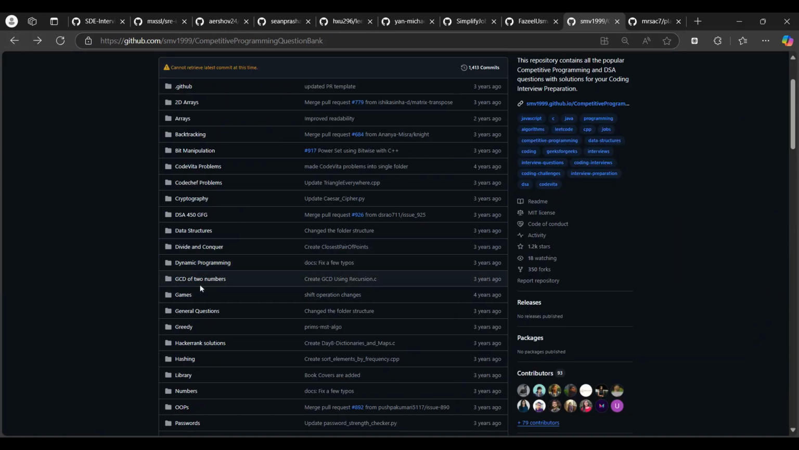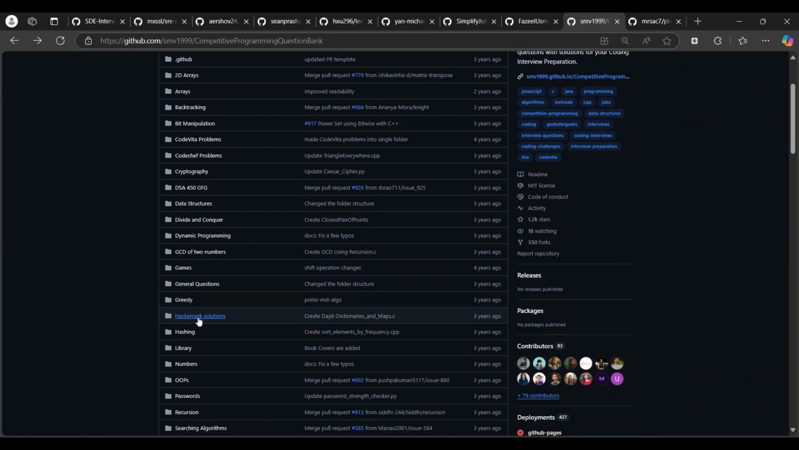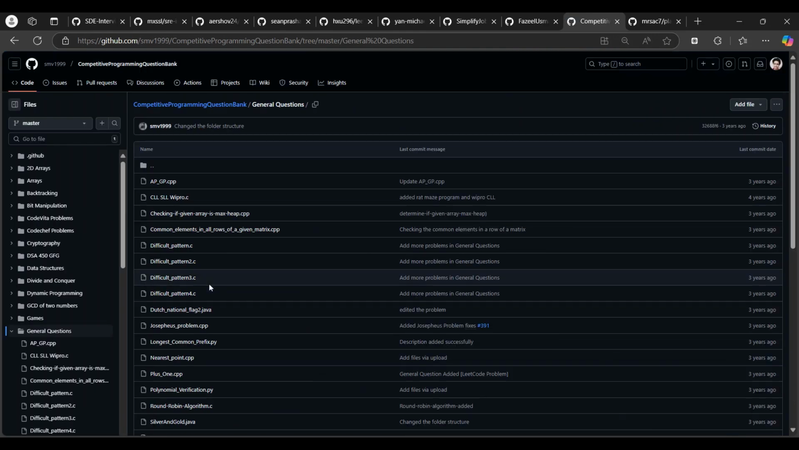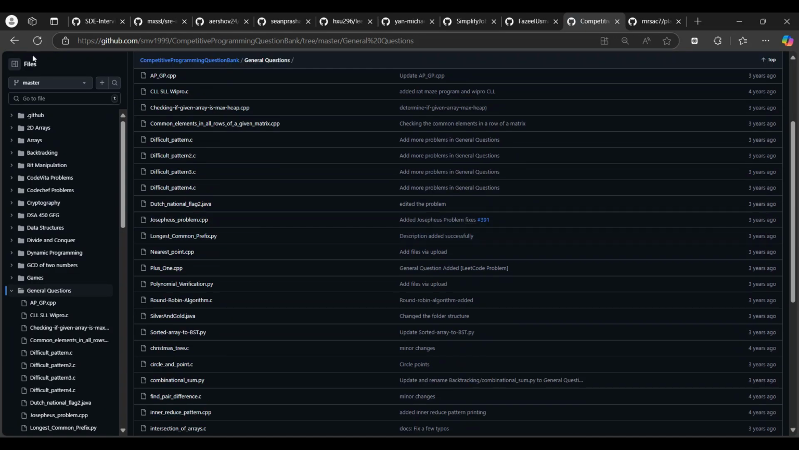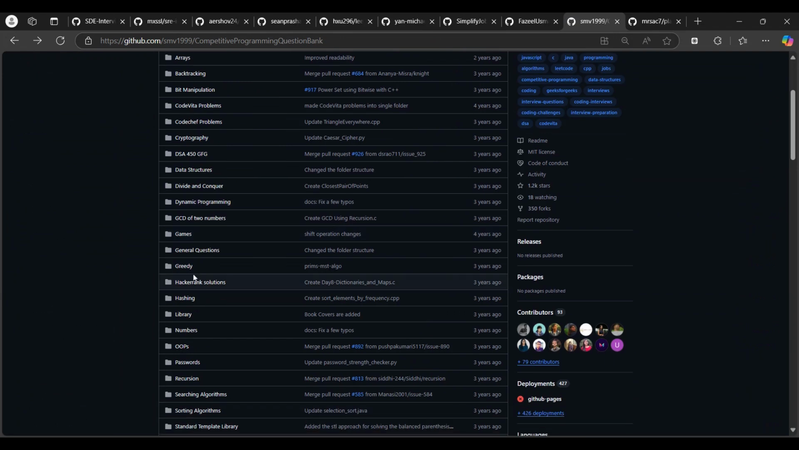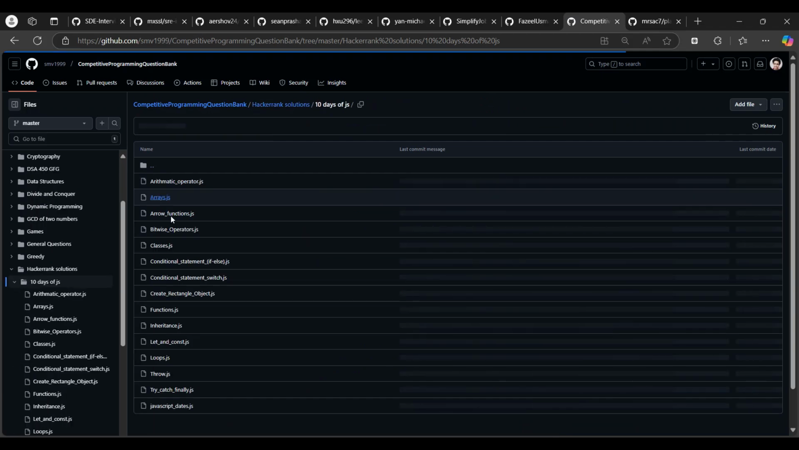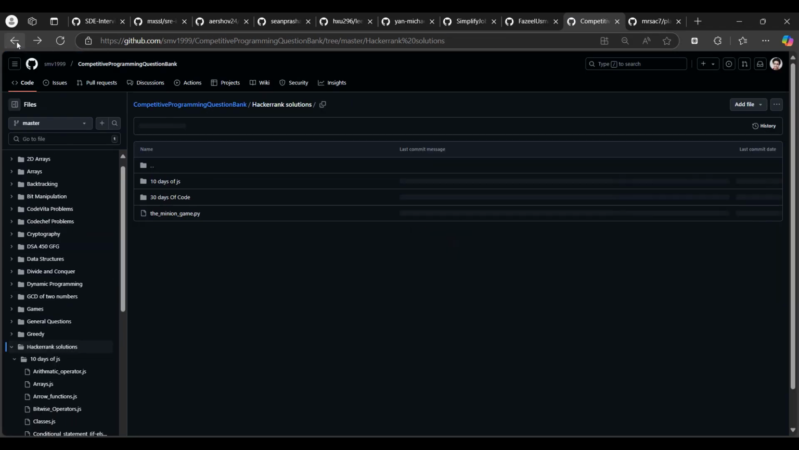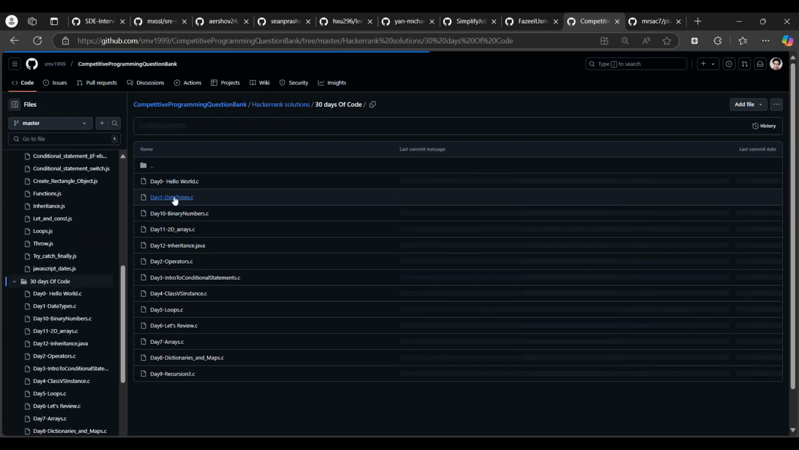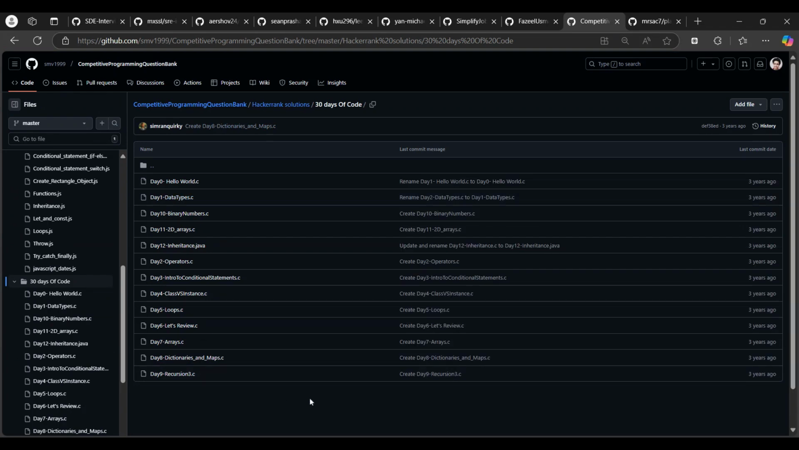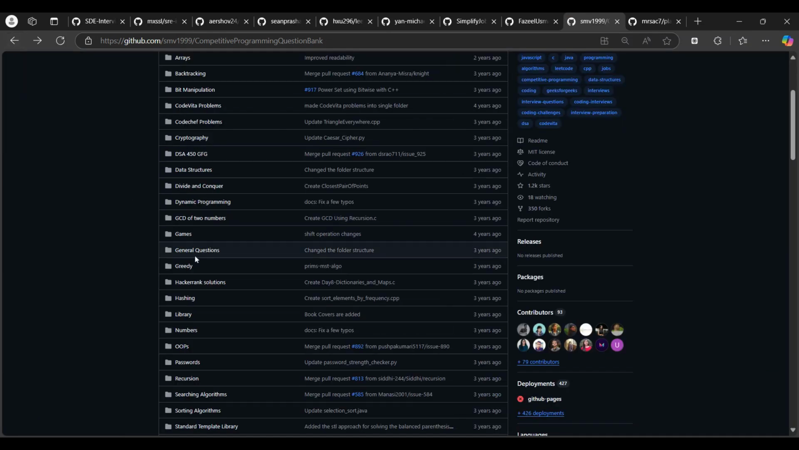Similarly, GCD of two numbers and other simple topics they have listed, so you can just spend some time, click and go through all those things. So these are the general questions in competitive programming. Then some HackerRank question solutions they have added, then 10 JS of JS they have added, right? According to your own need, it will be really beneficial for you if you are into the competitive programming field. I guess you got the idea, right?